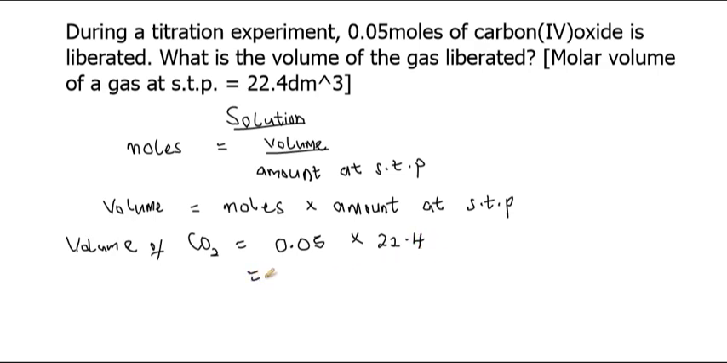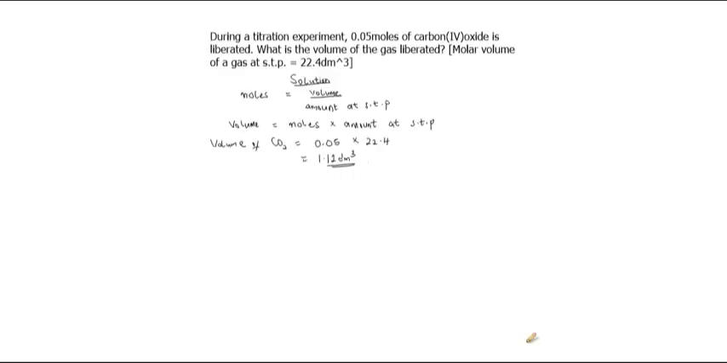So multiplying this, we have 1.12, then the unit dm cube. This is the final answer. With what we just did now, we've gotten the volume of the gas liberated, that is volume of CO2 liberated, carbon dioxide liberated, which is 1.12 dm cube.